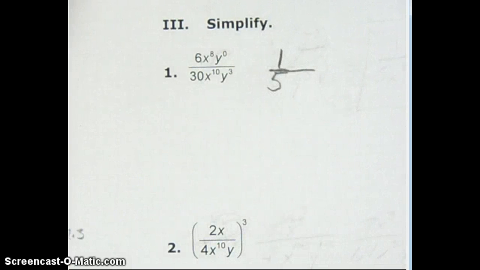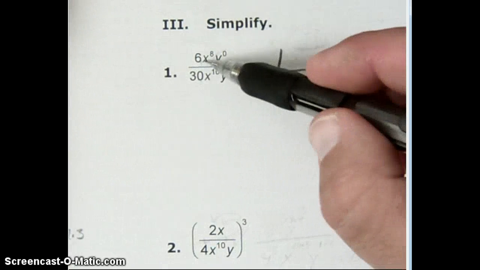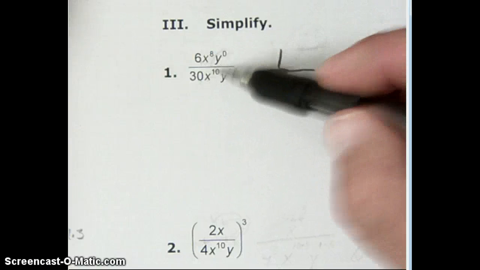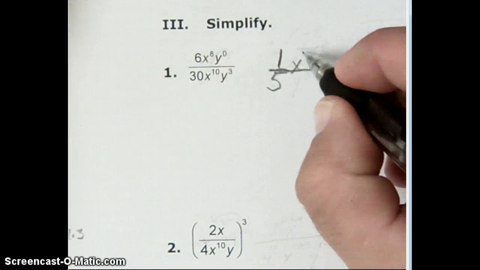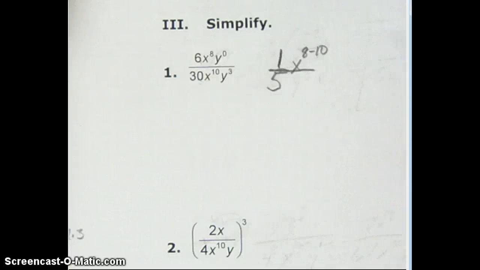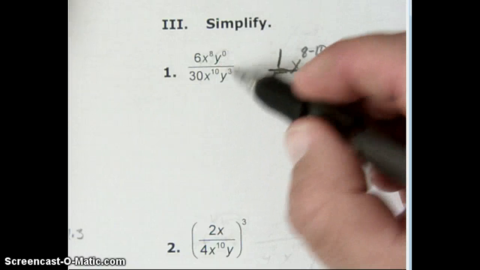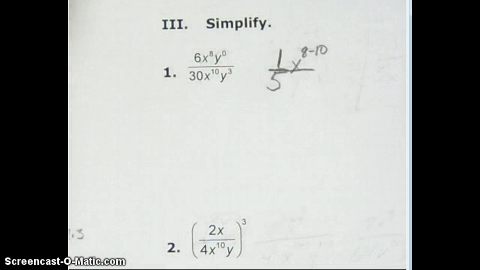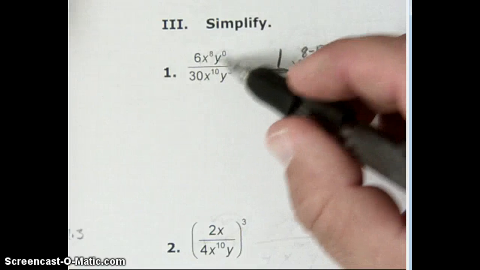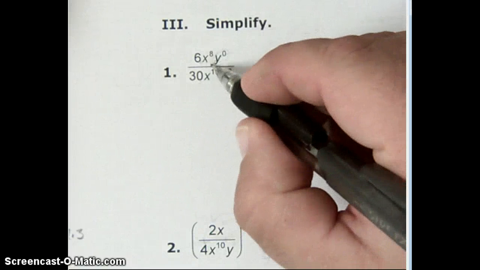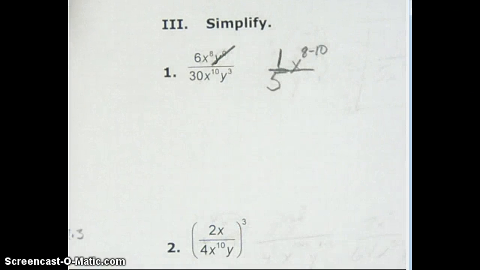And with the other ones, the powers, you have an x to the 8th divided by x to the 10th. That's really x to the 8 minus 10, because we're doing the subtract rule. Alrighty. And then for our y's, we have y to the 0 over y to the 3. You can think about this as y to the 0 minus 3, or you can just understand that that guy cancels out. Remember, anything to the 0 power simplifies down to 1.